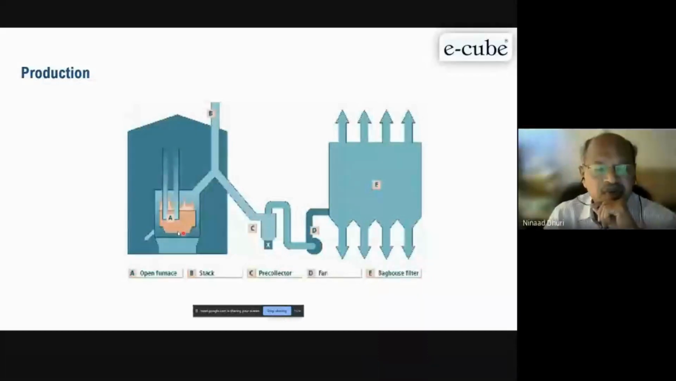This is a general idea of the open furnace, stack and pre-collection fan, and we have these fields, back filters, and other gases can go out from here. We collect the material in this and pack it into bags or store it in silos, and further it goes into bulk bags, maybe 500 kg or 1000 kg bags, or normal 25 kg or 30 kg bags of this material.